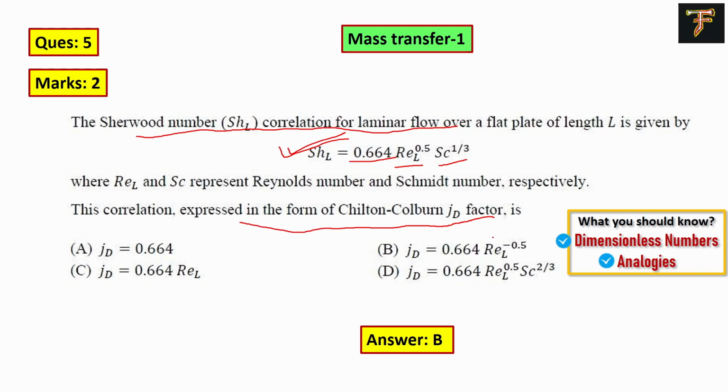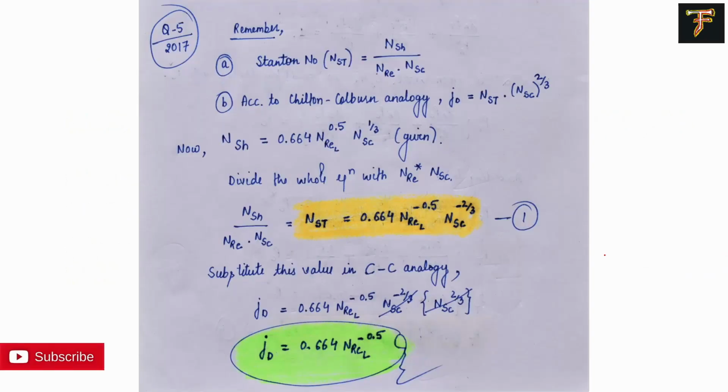You can solve this question only when you are aware of the dimensionless numbers and the analogies, that is the Reynolds analogy and the Chilton-Colburn analogy, all those analogies I'm talking about. You should be aware of these things, only then you can solve this question. So I think you know, so let's solve this question.